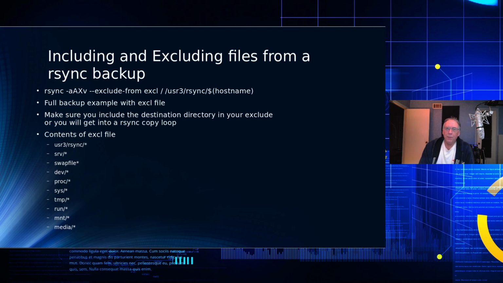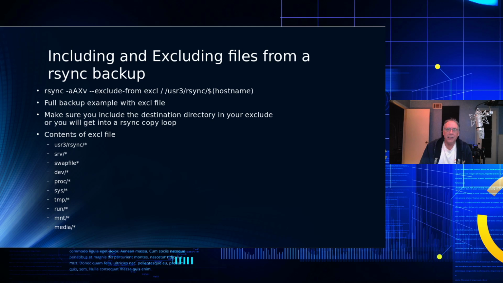I do an exclude-from. You can do a --exclude, but then you have to list all of the files that you want to exclude from the backup. I just create a file. I put that on a share, and all my systems use exactly the same exclude because all my mount points are exactly the same on every server that I have. And it starts with the /, which is the root file system, and then it will copy to /usr3/rsync/$hostname. And that'll make a full backup of the system or a full incremental backup of the system depending upon the state of the destination, as we had talked about earlier. So there's a couple of things you want to consider. Make sure that your destination directory is in your exclude file.